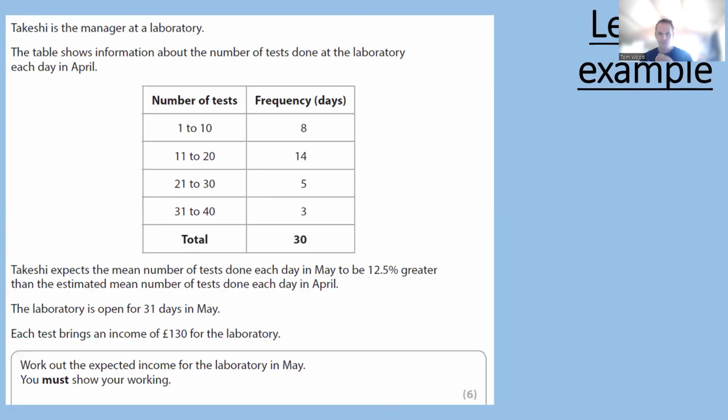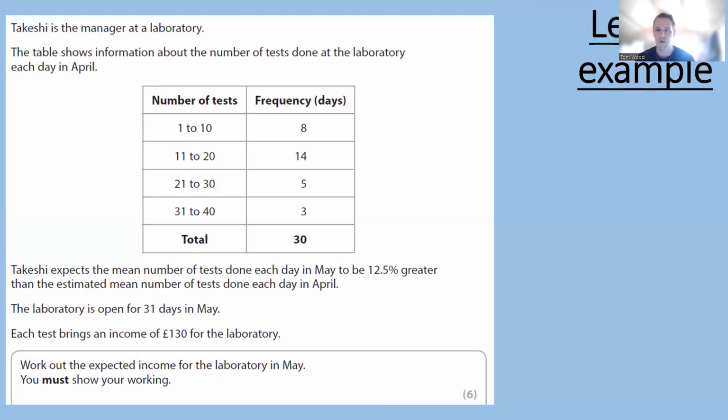Okay, jumping on to some of our level 2 questions then. Again, we can see here straight away, it's a 6-mark question. So we're going to pause, read this question, and bullet point down what we need to know. So Takeshi is the manager of a laboratory. The table shows information about the number of tests done at the laboratory each day in April. Okay, so I've got number of tests 1 to 10 here, I've got 8 there.